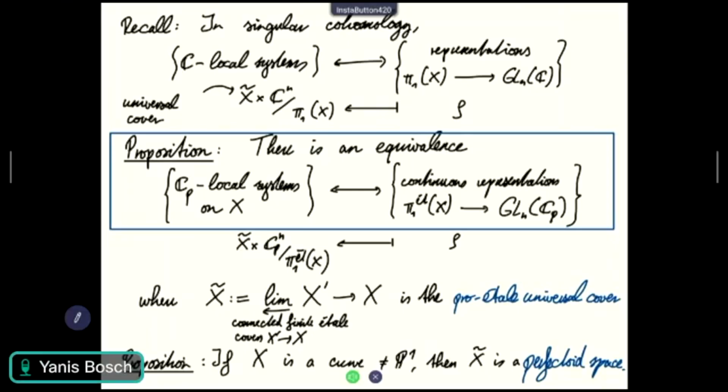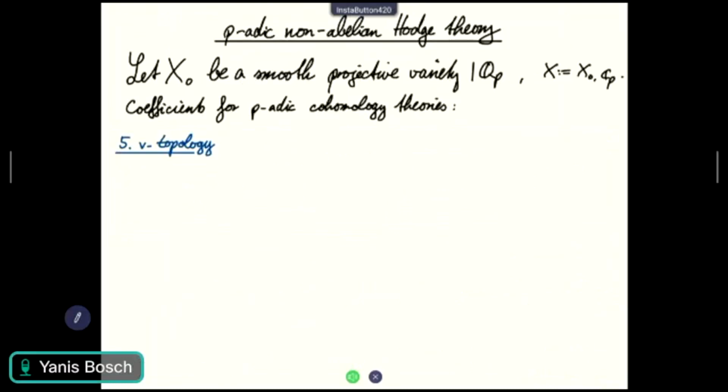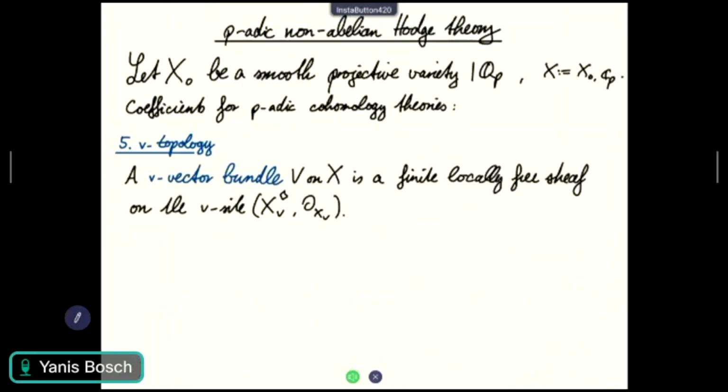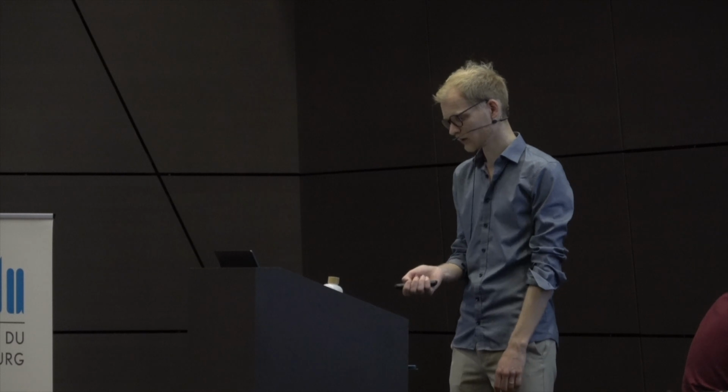And in particular, this also tells us now what to do in the world of the final cohomology theory that we talked about, namely v-cohomology. This was by design about understanding X in terms of perfectoid spaces, and the correct notion of coefficients for v-cohomology is now that of a v-vector bundle. So what is this? This is essentially just a vector bundle on the v-site, namely it's a finite locally free sheaf on the site of perfectoid spaces over X, and this naturally has a structure sheaf. So it's a module over the structure sheaf.